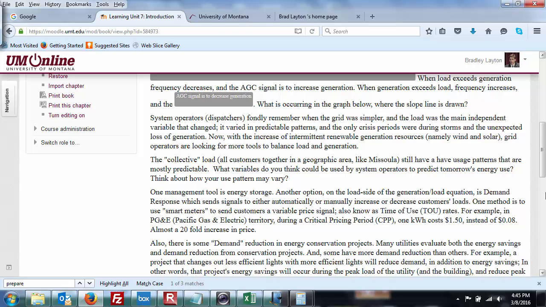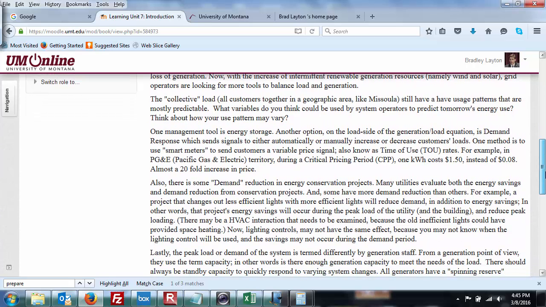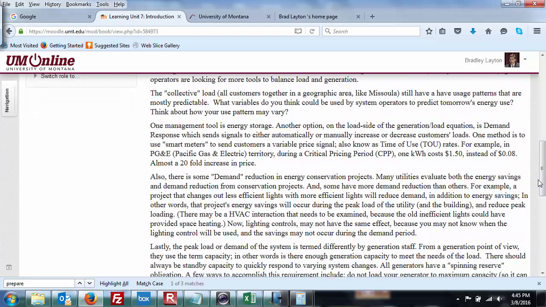Think about how your pattern use may vary. I just turn everything off. I don't use it. One management tool is energy storage. So I just mentioned batteries. Another option on the load side is demand response, which sends signals to either automatically or manually increase customers' loads.